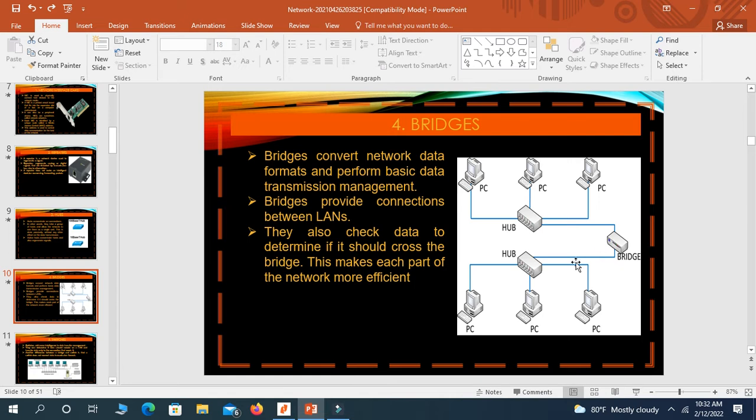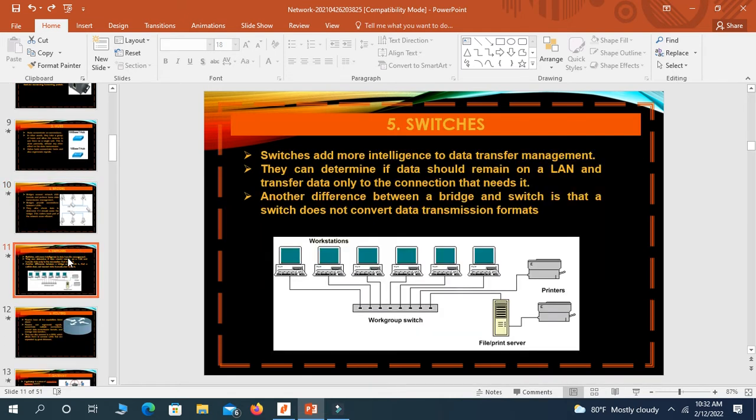Here is the bridge. As I have told you before, the bridge is connected to the hub. Anyway, let's move on to switches. We talked about hubs, we talked about bridges, and now we are in switches. Switches add more intelligence to data transfer management. They can determine if data should remain on a LAN and transfer data only to the connection that needs it. Another difference between a bridge and a switch is that a switch does not convert data transmission formats.